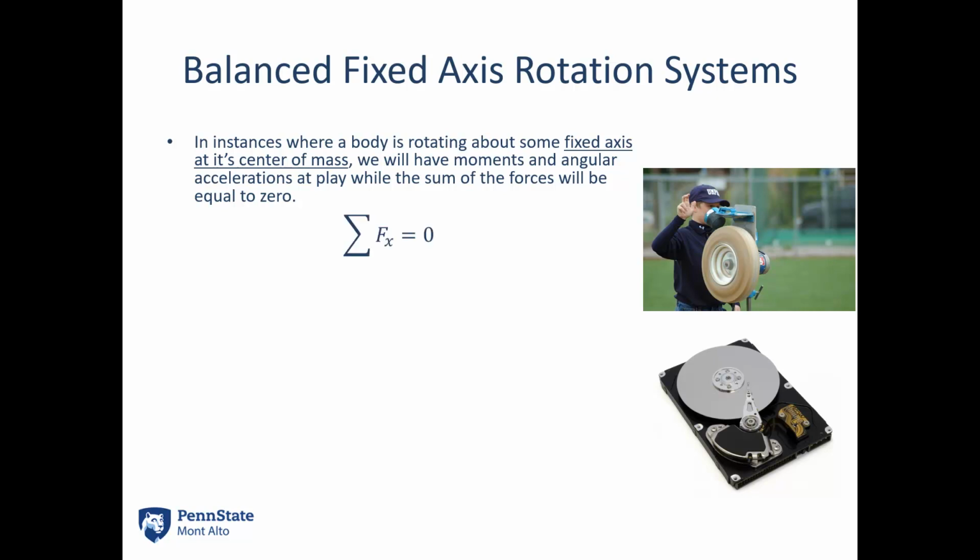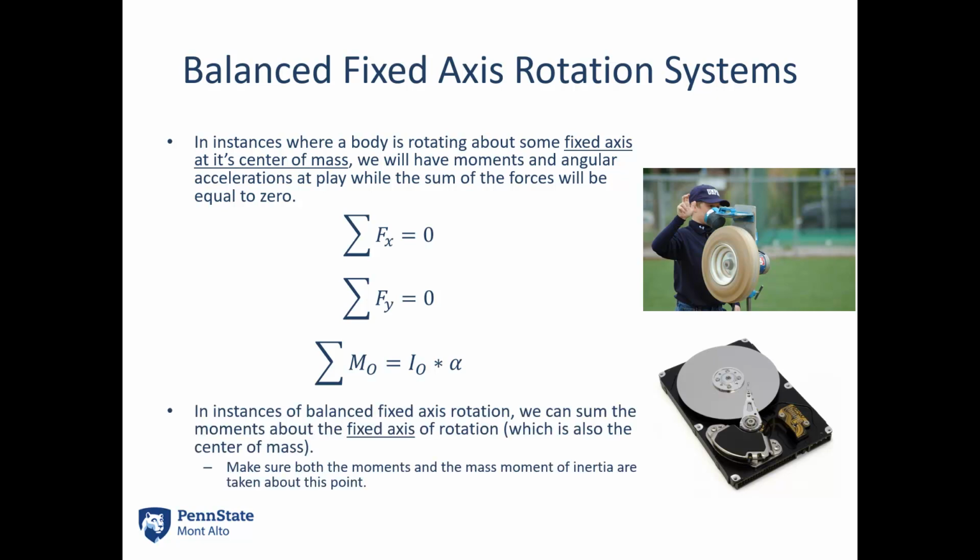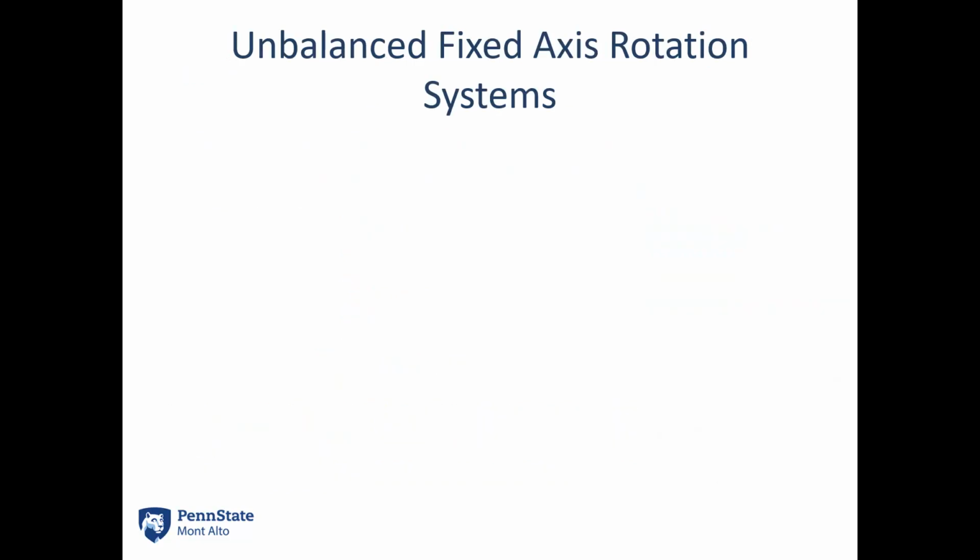So in these cases, the center point is not accelerating, so we have sum of forces in the x equal to 0, sum of forces in the y equal to 0, and the sum of moments is going to be equal to the mass moment of inertia times angular acceleration, and both of these are taken about the center point. So the center of mass and fixed axis of rotation are going to be the same point in this case. So M equals I alpha is going to be the one equation we are going to use for this type of system.